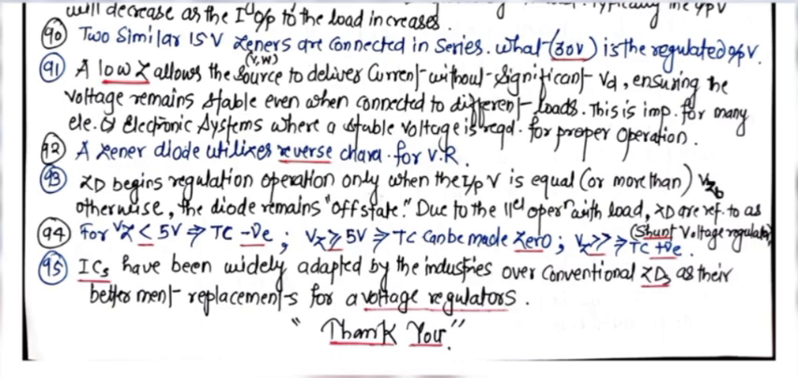Nowadays, ICs have been widely adopted by industries over conventional Zener diodes as their better replacement for voltage regulators. Thank you very much. Special purpose diodes.